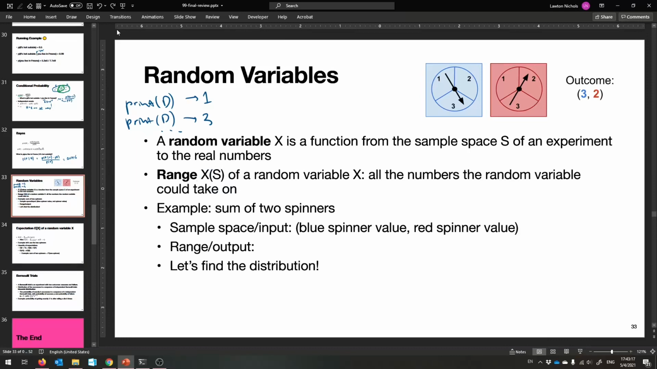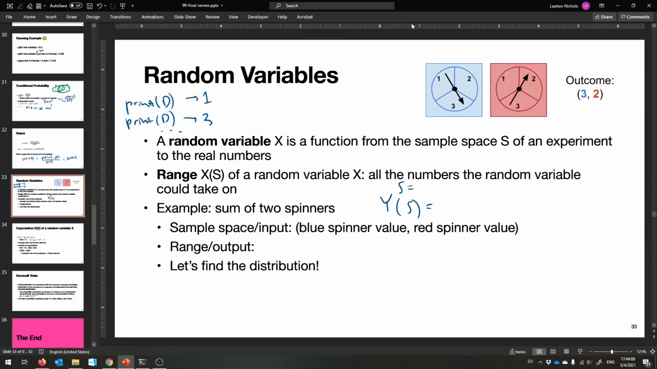So let's talk about this in terms of this little cute spinner example. Let's pretend that we want to make a random variable that represents the sum of the two spinners. What should we call it? I don't want to call it S because we were already using S to represent the sample space. Let's just call it Y. Our random variable is called Y. It's the sum of the two spinners. Let's talk about what the sample space is and then the range of our random variable.